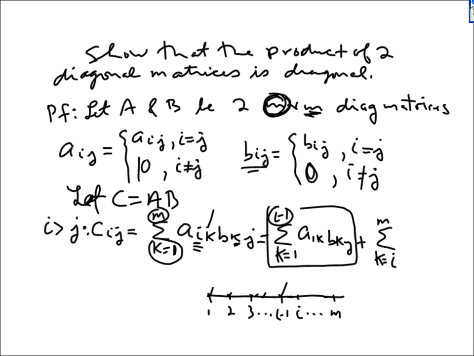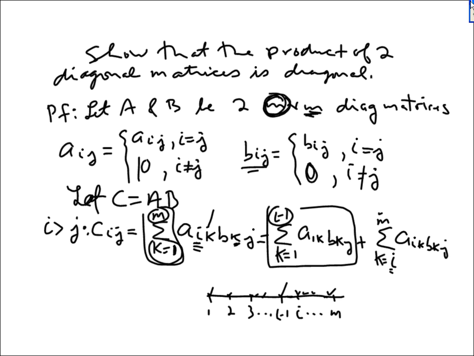And now I'm going to let k go from, sorry, i to m. i plus 1, i plus 2, up to m. That is, I'm really summing from 1 to m by doing this addition. I'm just breaking them up.